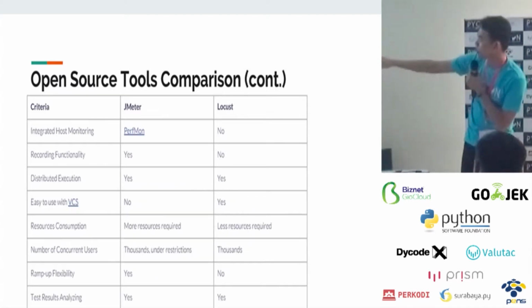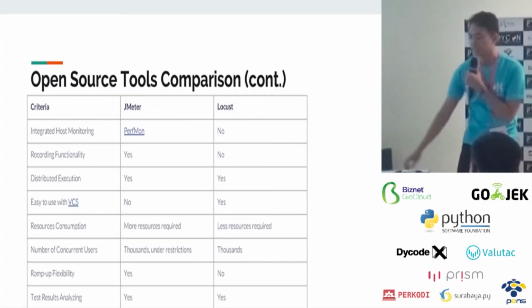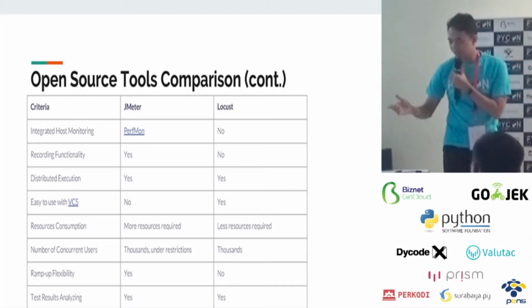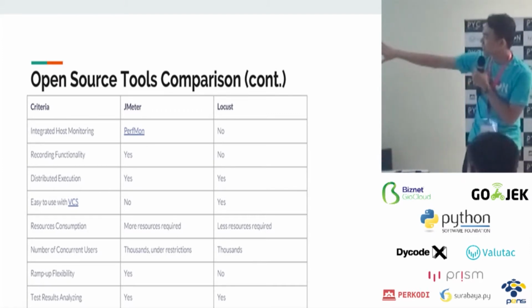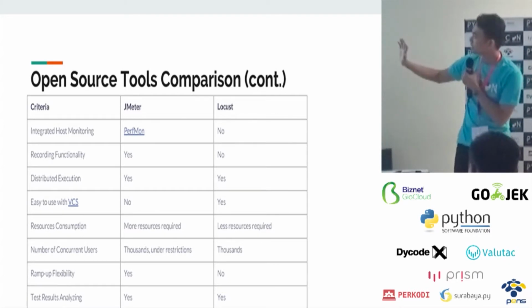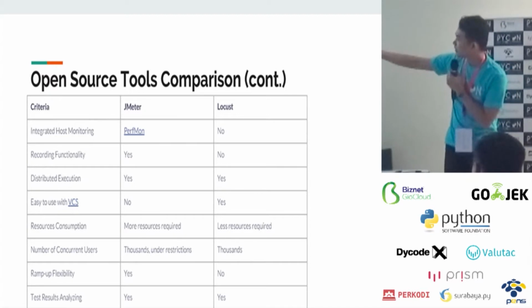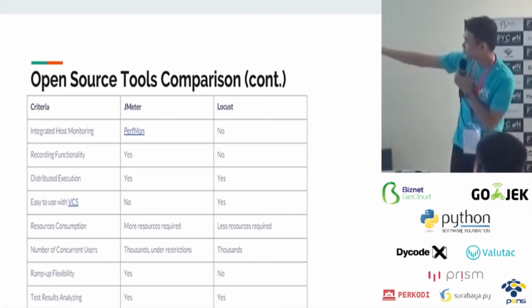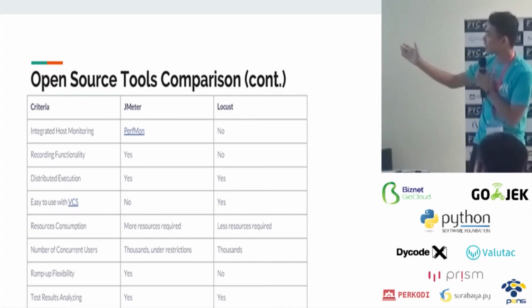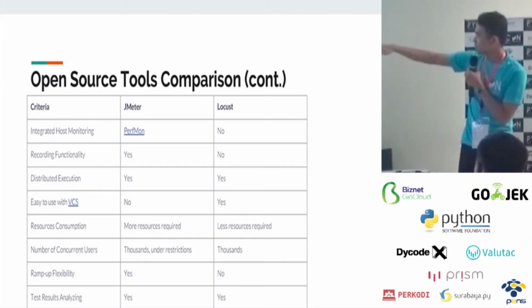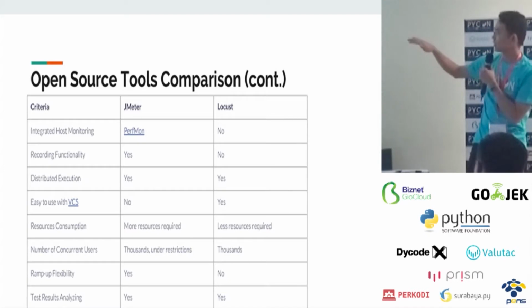For protocol support, right now Locust only supports HTTP. There is another comparison. First, JMeter has integrated monitoring, but Locust does not. JMeter can do recording, but Locust cannot. And for distributed execution, both have the capability.